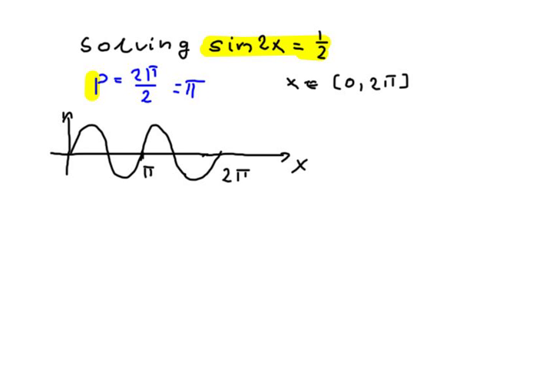Okay, so I'm going to show the first cycle completed. The first red dot is here, and then there is another one here. And let's mark 0, the initial value. Okay, so our goal is to find when this is equal to 1 over 2.